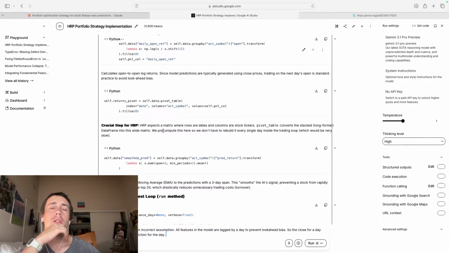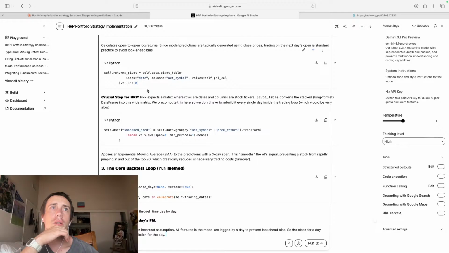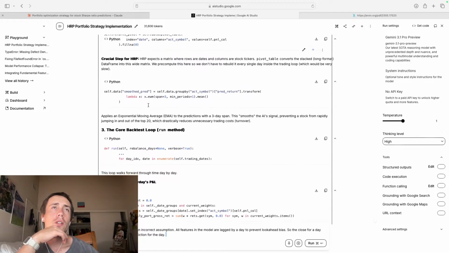Calculates open to open log returns since model predictions are typically generated. Okay, so we've covered that. Crucial step for HRP. It expects a matrix where rows are dates and columns are stock tickers. Pivot table converts the stacked long format data frame into this wide matrix. We recompute this here so we don't have to rebuild it every single day. Yeah, obviously.